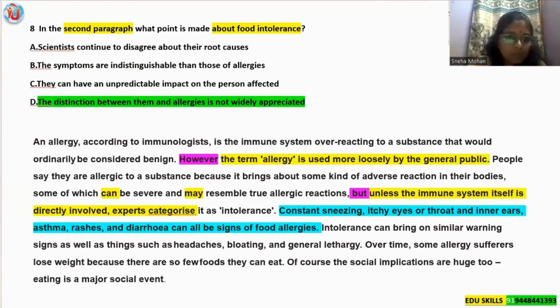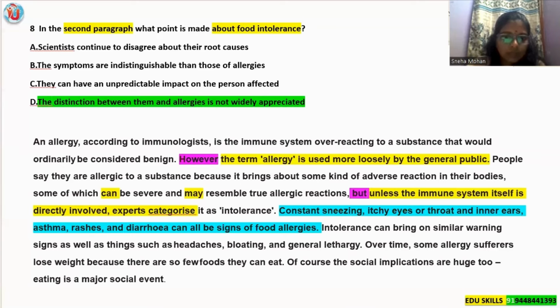An allergy, according to immunologists, is the immune system overreacting to a substance that would ordinarily be considered benign. However, the term allergy is used more loosely by the general public. People say they are allergic to a substance because it brings about some kind of adverse reaction in their bodies, some of which can be severe and may resemble true allergic reactions, but unless the immune system itself is directly involved, experts categorize it as intolerance.